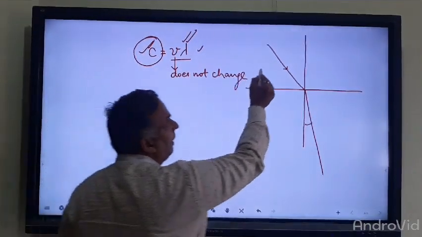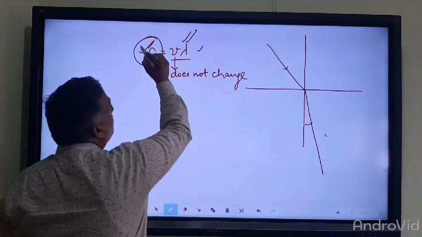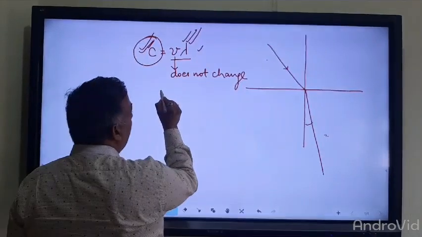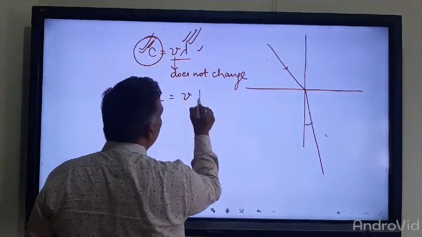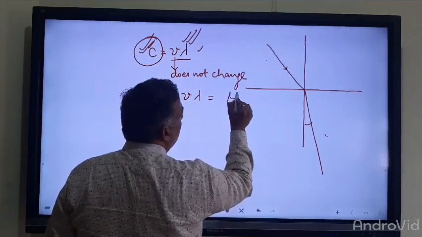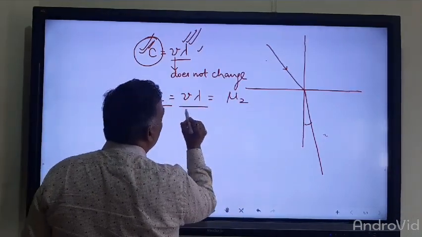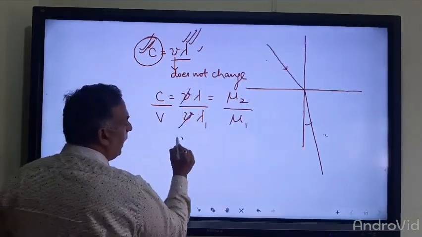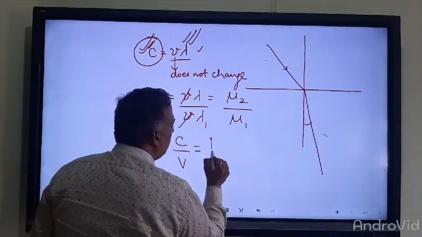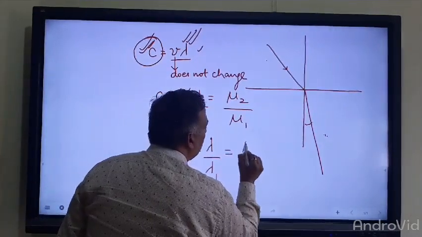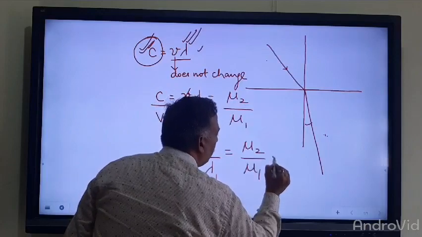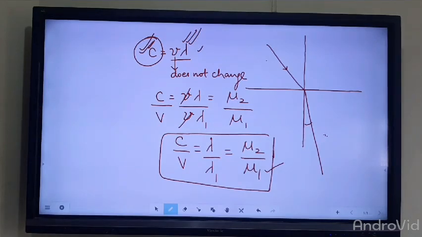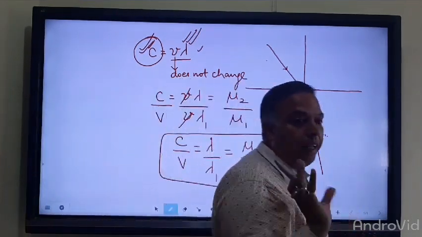So when the ray is entering from one medium to another medium, two phenomena, maybe velocity, maybe wavelength, are changing. So c is equal to nu into lambda, that's for mu2. So v is equal to nu into lambda 1, that's for mu1. So you can write it as c upon v into lambda upon lambda 1 is equal to mu2 upon mu1. So this can also be the formula. So these are the formulas which we are drawing from it.